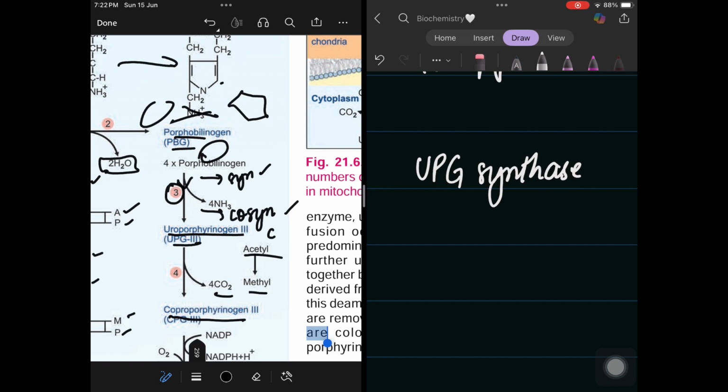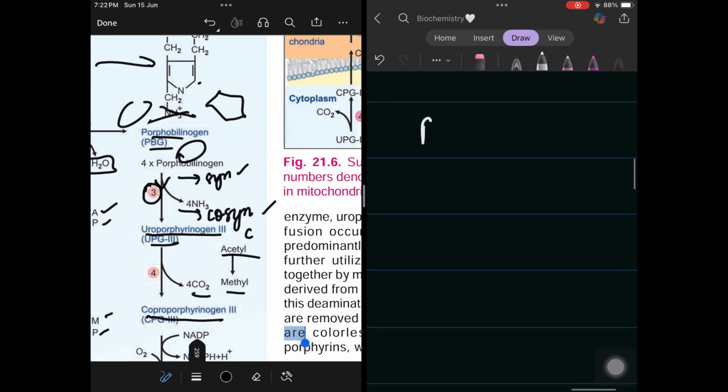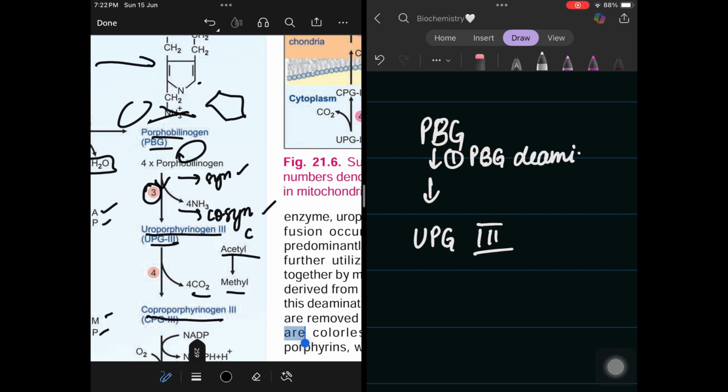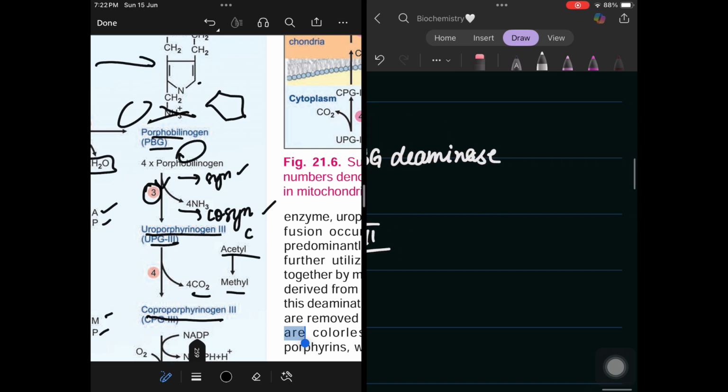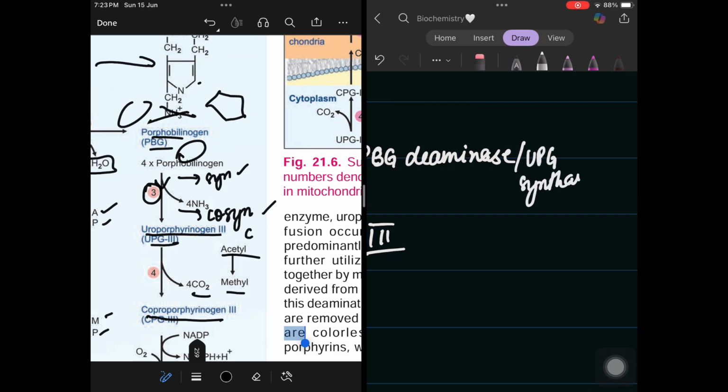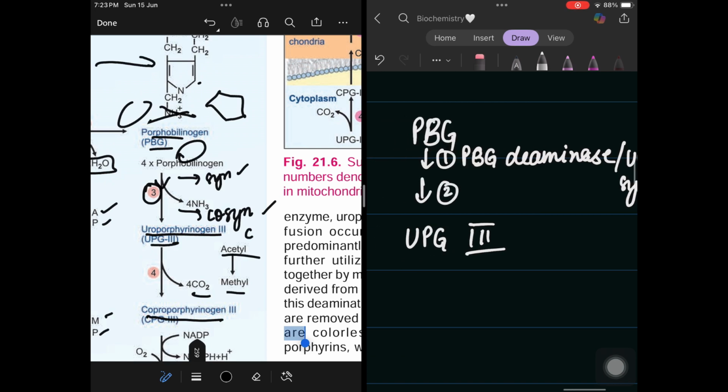So let's make it very simple. From PBG to UPG3, how do we go? We go in 2 steps. You can just write it like this. The first step requires PBG deaminase, in other words, UPG synthase. And the subsequent step requires UPG co-synthase. So I hope I didn't confuse you.